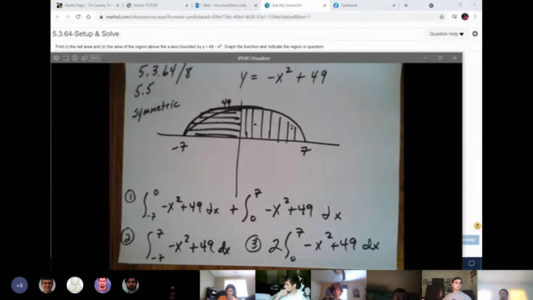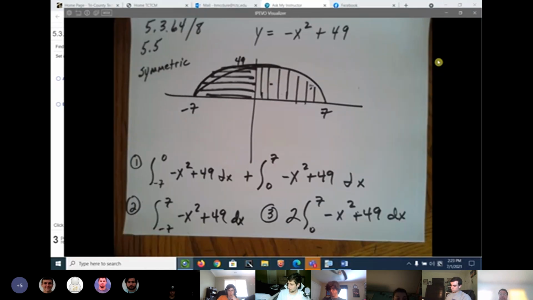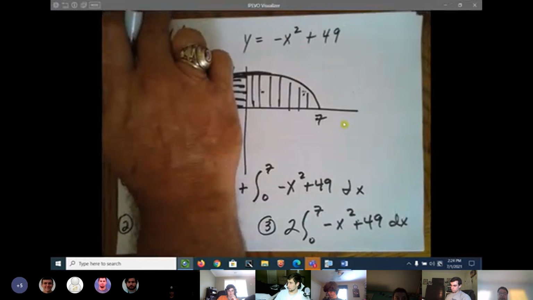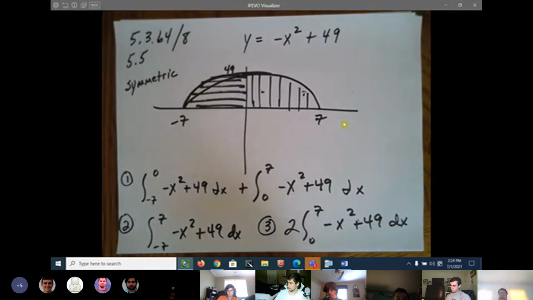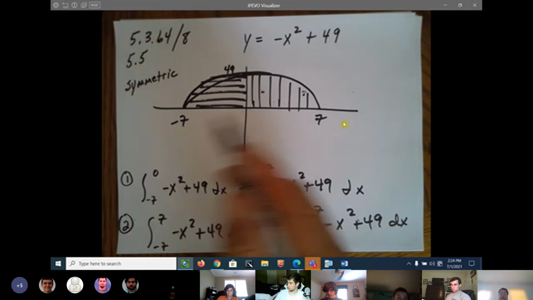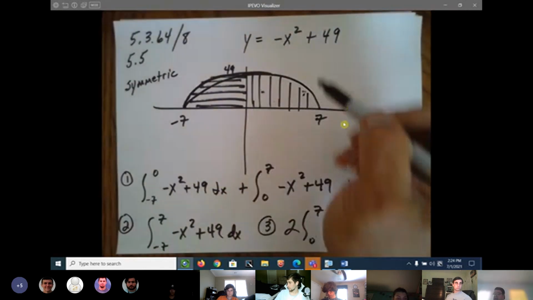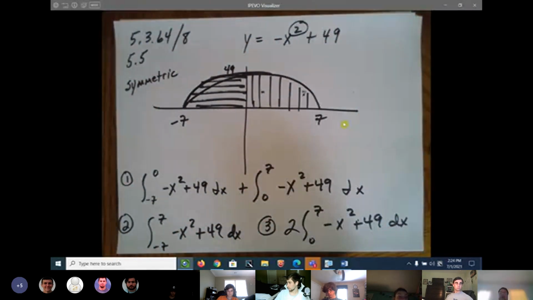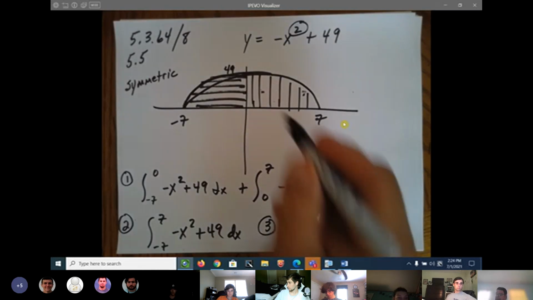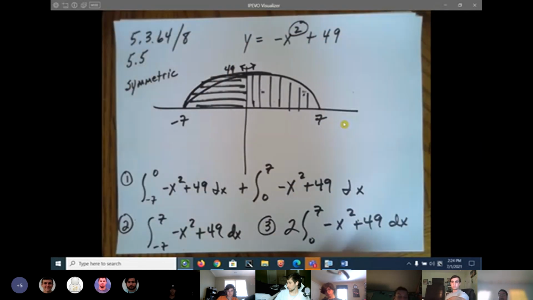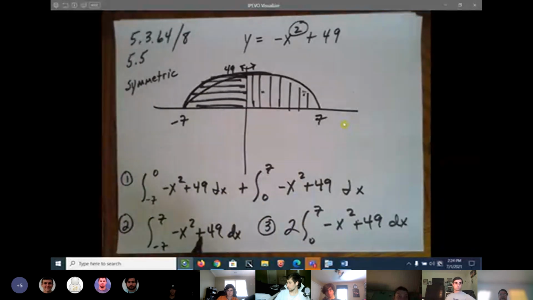So I want you to write those down because I don't care which one you do, and neither does the book, because you will come up with the same answer, because they are symmetrical. This is symmetrical. It is an even term, so it's symmetrical around the y-axis, so therefore you can do this. Now, if it's odd, it's symmetrical around the origin, which you will have a negative area and you'll have a positive area.